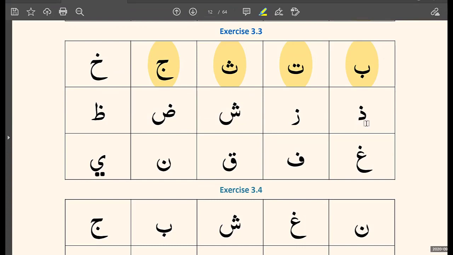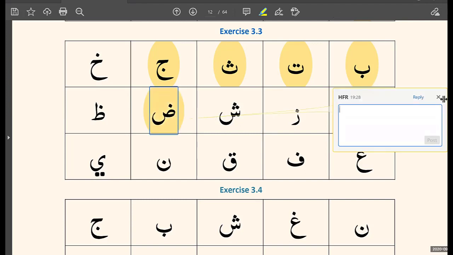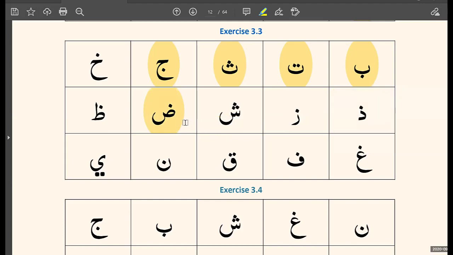Zal. No. Zal. How many counts are we doing this? Is it just four counts? No. Zal. There should be at least two or three A sounds in between. Zal. Zal. Yeah. Za. Well done. Brilliant. Sheen. Well done. Dod. Yes. Dod. Yes. Zo. Well done.